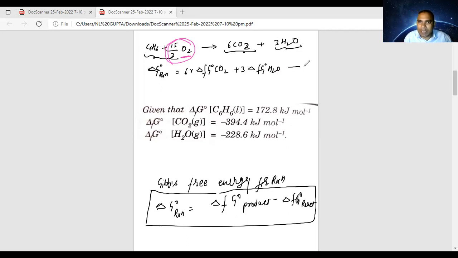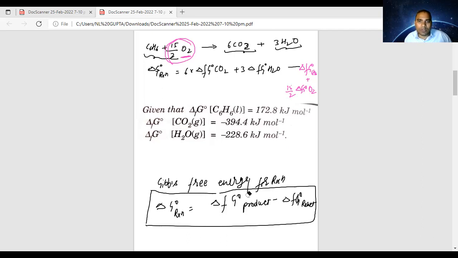So firstly, let me write here delta F G naught of C6H6, plus 15 by 2 delta F G naught O2. I told you for O2 it will be 0. That you need to keep in mind. Why will O2 be 0? Because it is the standard state.